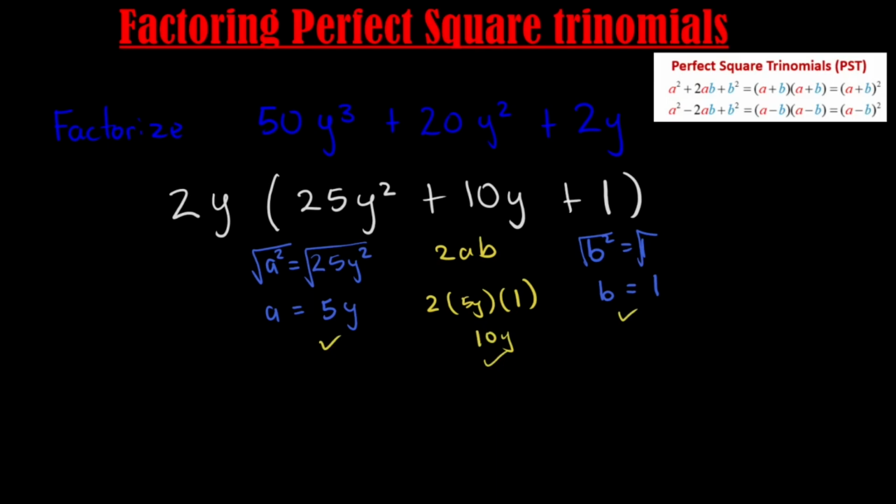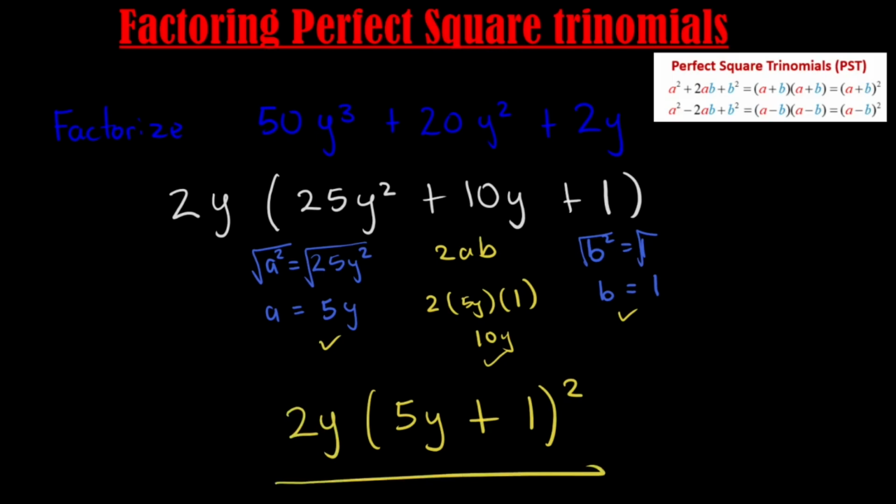Therefore, we can write this trinomial in the form. So let's go. Our a is 5y, plus our b, which is 1, all squared, and we write back our 2y that we had factored out before. So our final answer is 2y times 5y plus 1 all squared.